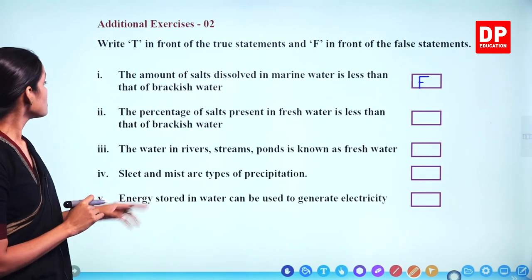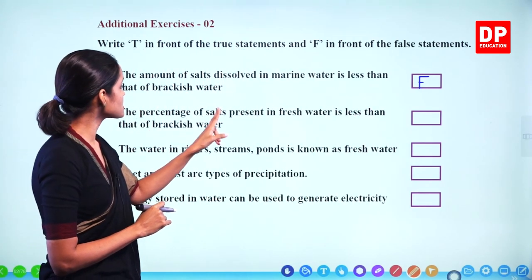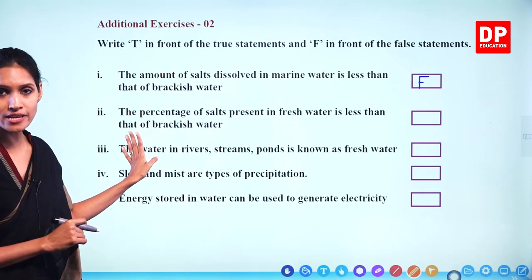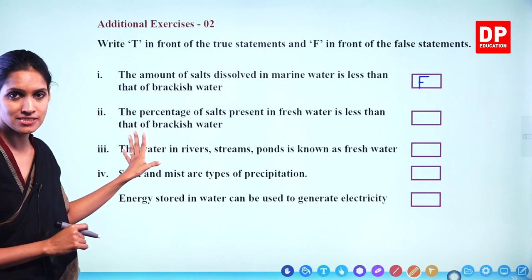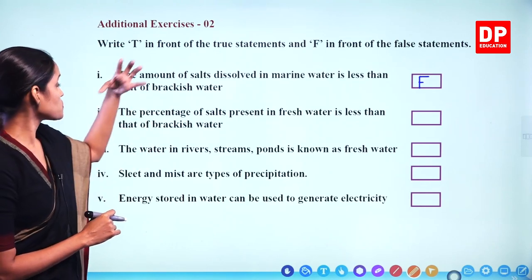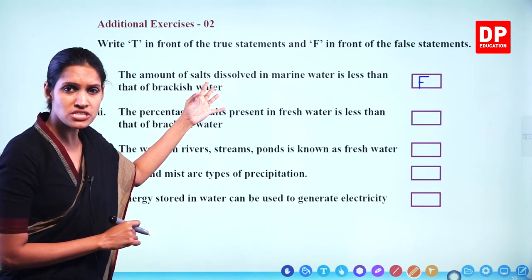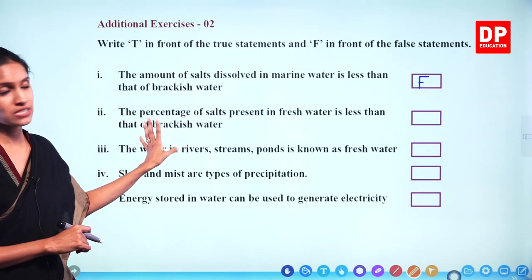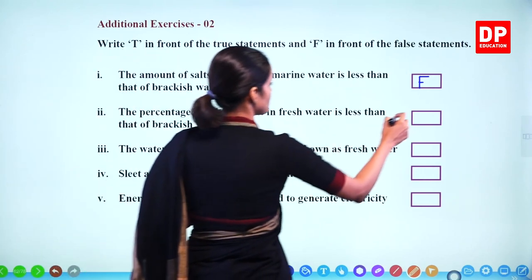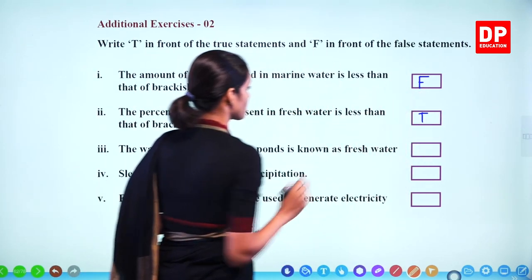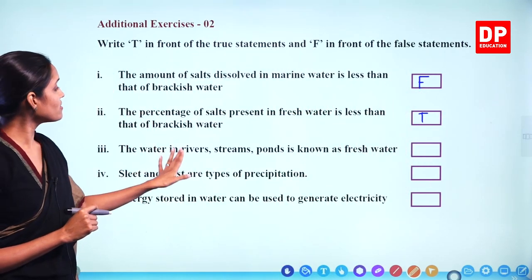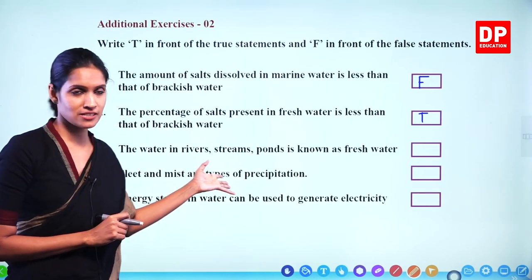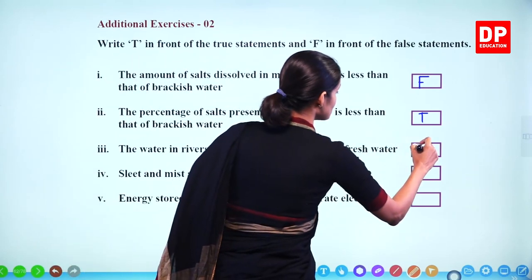Okay. The percentage of salts present in fresh water is less than that of brackish water. That is correct. The highest amount of salts is dissolved in marine water and the lowest amount of salts is dissolved in fresh water. Therefore, this is right. True. The water in rivers, streams, ponds is known as fresh water. That is right. Therefore, we have right. True.